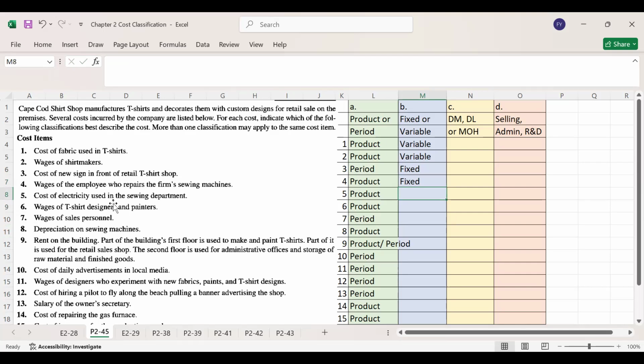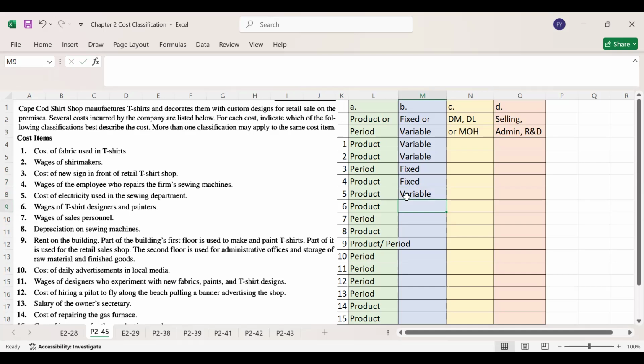Then the cost of electricity used in the sewing machine. Obviously, if more units are going to be produced, then more electricity is required. So this is a variable cost.